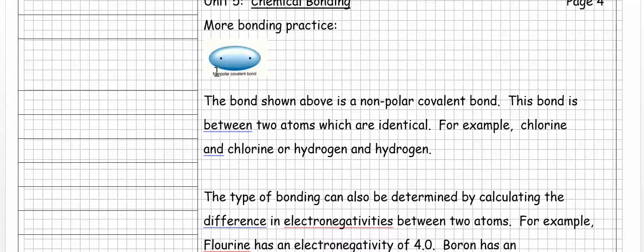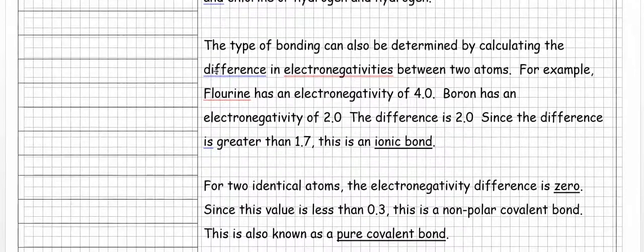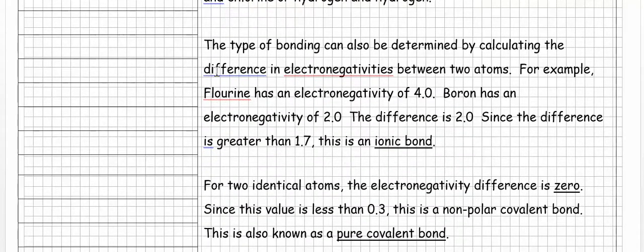The type of bonding can also be determined by calculating the difference in electronegativities between these two atoms. For example, fluorine has an electronegativity of 4.0. I'm going to ask that you remember that. And boron has an electronegativity of 2.0. It's much lower and to the left. The difference, of course, between 4.0 and 2.0 is 2.0. Now, since the difference is greater than 1.7, and that's the number that we need to remember, 1.7 is the distinction between a covalent and an ionic bond. So since the number 2.0 is bigger than 1.7, we have an ionic bond when we combine boron and fluorine.